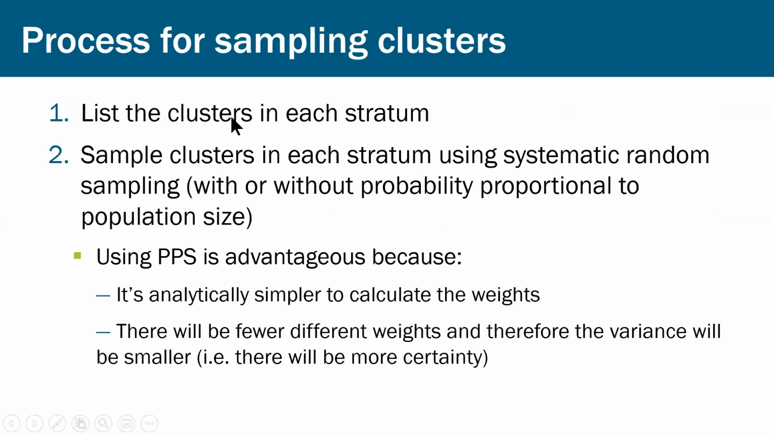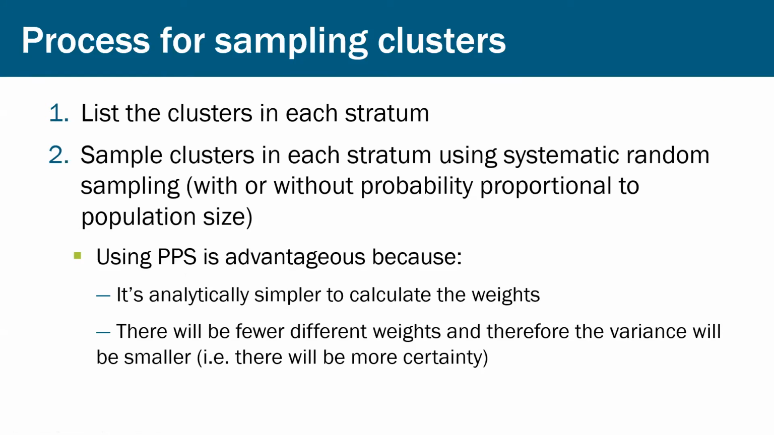So just to talk briefly about the process for sampling clusters, we want to list the clusters in each stratum. So the strata are just the different areas in which you want to sample. So if you're working in two districts, for example, each district might be a stratum. If you want to have separate estimates in rural versus urban areas, your urban and your rural areas might be separate strata. So within each area, essentially where you want to produce estimates, you want to list out the clusters and then sample clusters in each stratum using systematic random sampling with or without what we call probability proportional to population size, or PPS.